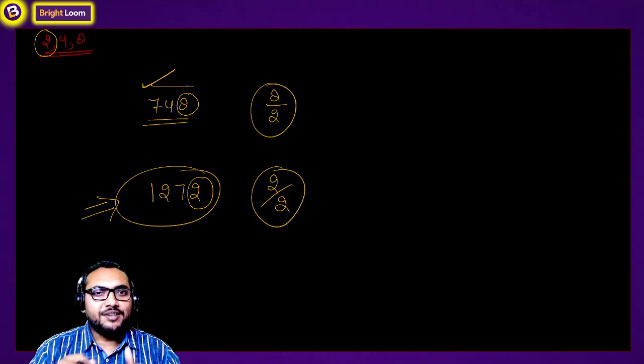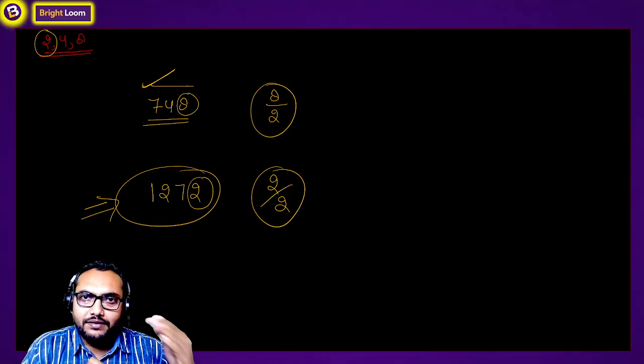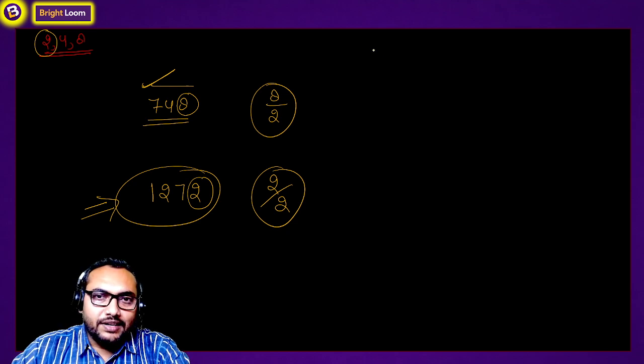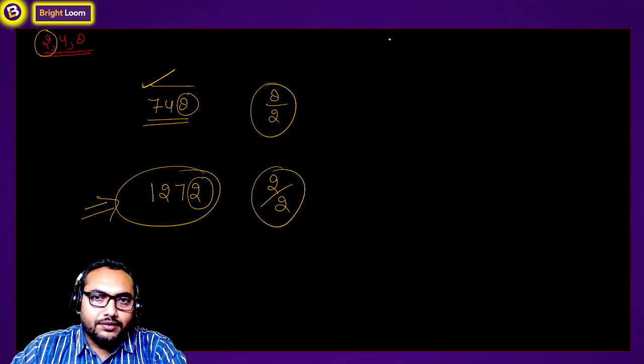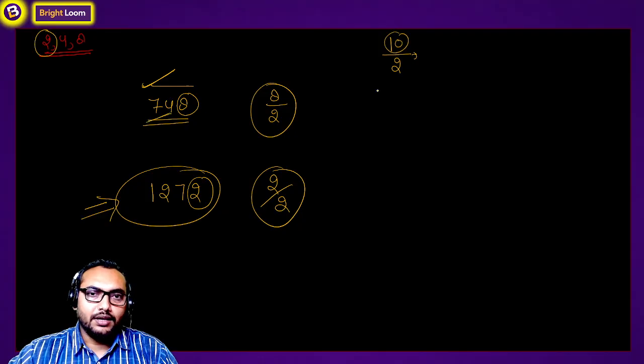Now you must be thinking, why only the last digit? Why can't we take the first digit or the middle digit? That's a really good question. Look, if I'm talking about 10, you can divide 10 by 2 completely. So 10 is completely divisible by 2. So suppose we are given any number, for example, 748.